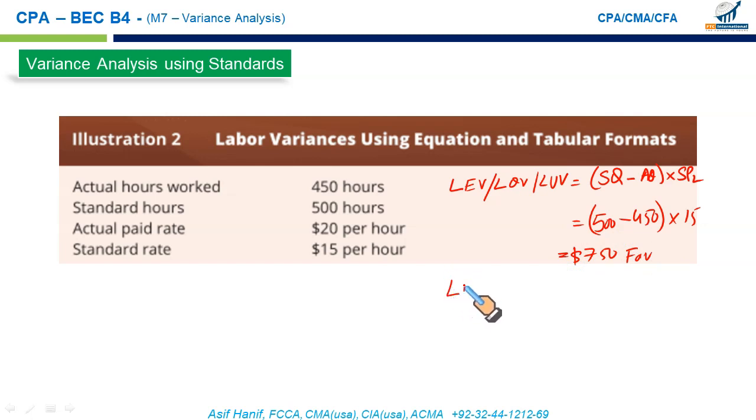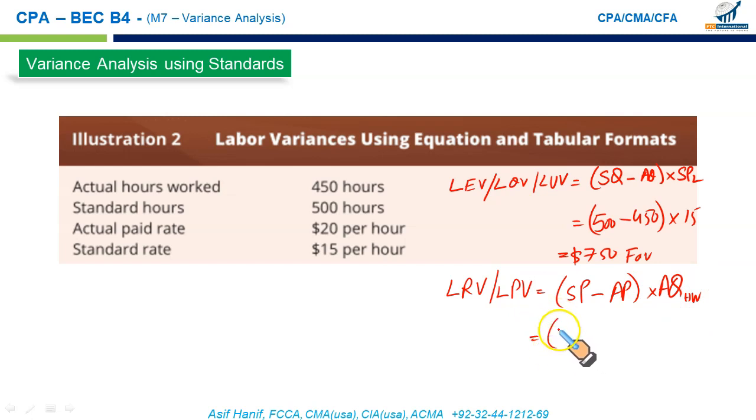And then we have the labor rate variance, sometimes also called the labor price variance. It is equal to the standard price we should pay as per the contract minus the actual price we actually paid, multiplied by the actual quantities of hours worked. Now the standard price here is 15, actual price paid was 20, the actual hours worked was 450. Now if you simplify this, minus 5 times 450 gives you a total of 2250 negative, which means the rate variance is adverse because the standard rate is less, actual price paid is more. So this is adverse variance.